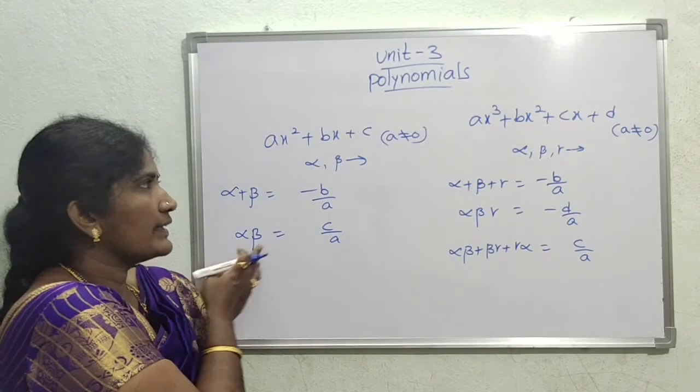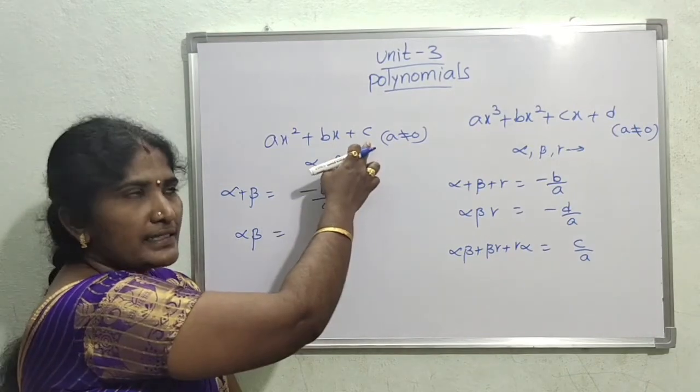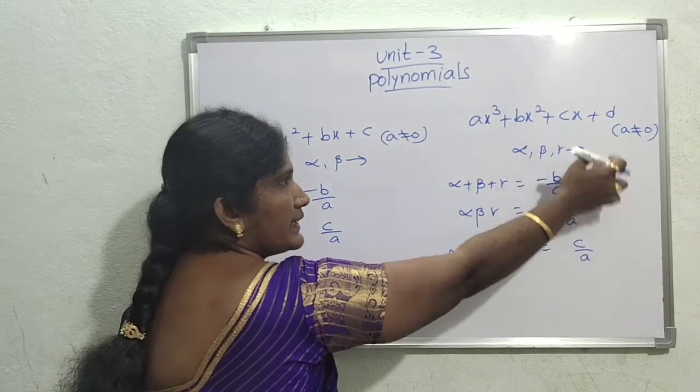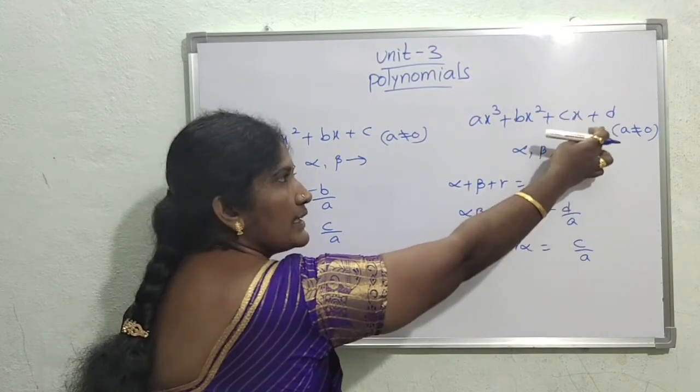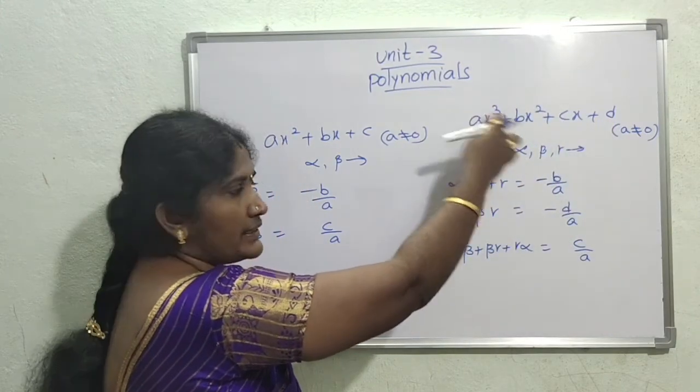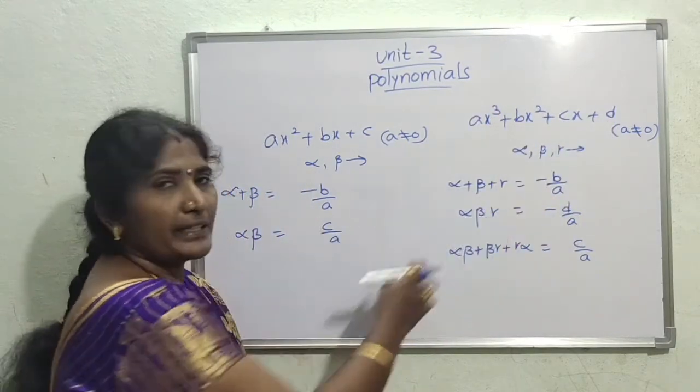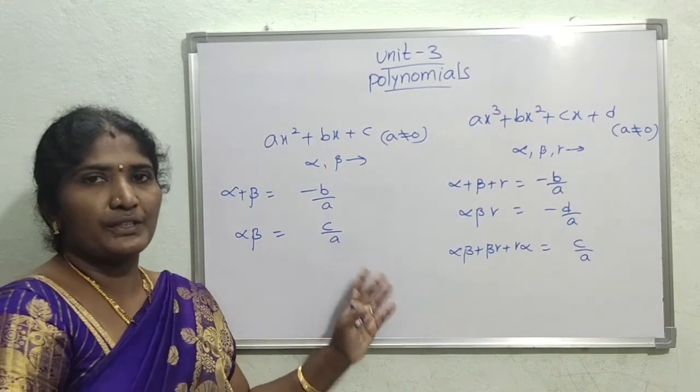Next, coming to product. Here it is c by a, where c means constant term. Here the product is d by a, which is also constant term by coefficient of x cube. But here minus won't come, and here minus will come. These formulas we can use here.